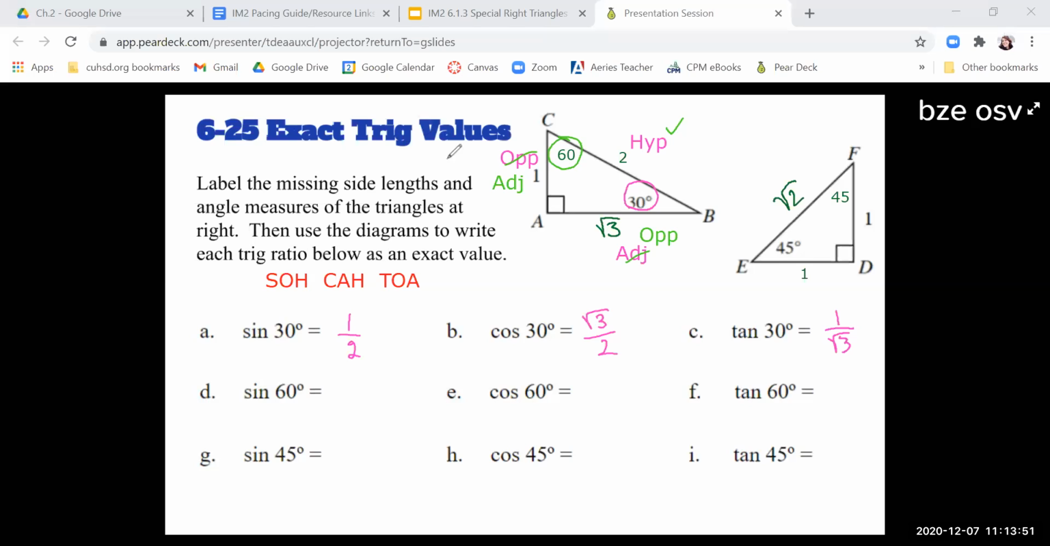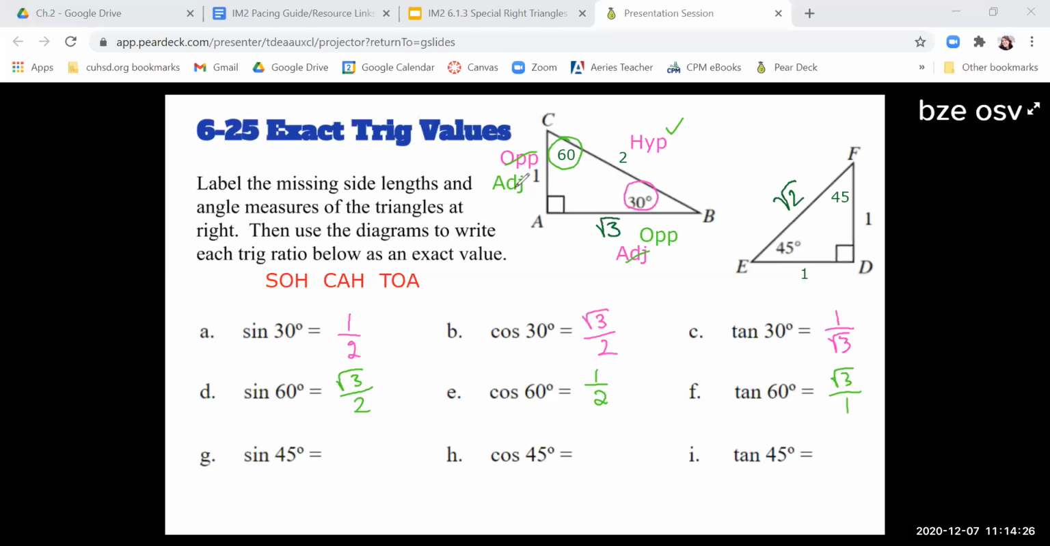All right, so now in relation to the 60-degree angle, sine is opposite over hypotenuse. So in this case, it's root 3 over 2. So let's go ahead and draw that in. Root 3 over 2. And then the cosine is adjacent over hypotenuse. So that's 1 over 2. And then the tangent, opposite over adjacent, that's root 3 over 1.